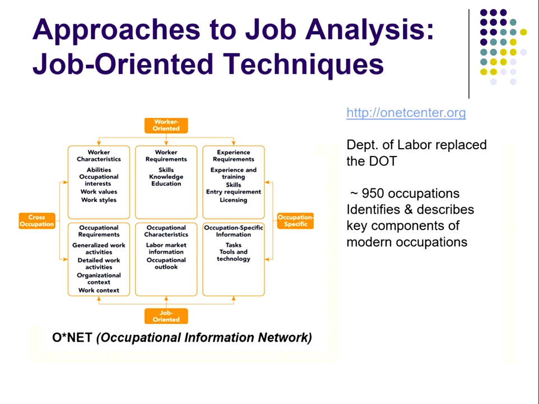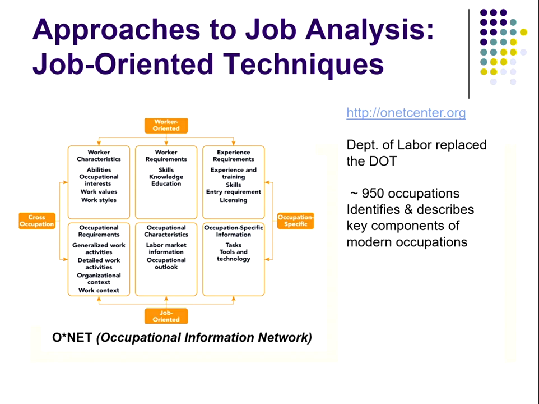So it should have been kind of a trade-off, and we should have still ended up with the same number of jobs. But what ONET deliberately did was try to gather together more jobs that were similar to each other so we could limit the total number of entries. So it identifies and describes key components of modern occupations. And so you see across the top, these are all the characteristics that are worker oriented. So we need worker characteristics, worker requirements, experience requirements. Along the bottom, you see job oriented. So you see the occupational requirements, the occupational characteristics, and then the occupation specific information.